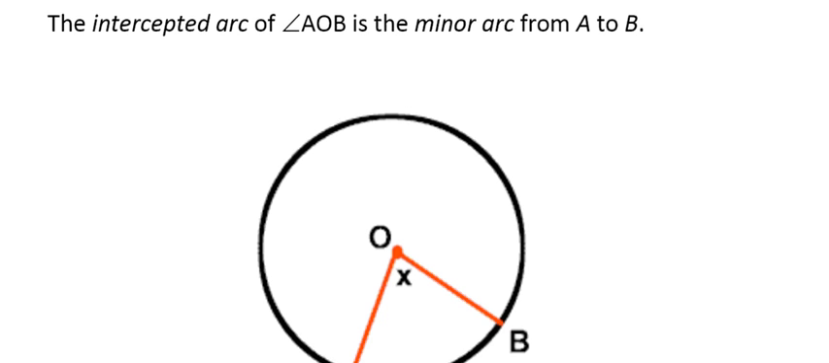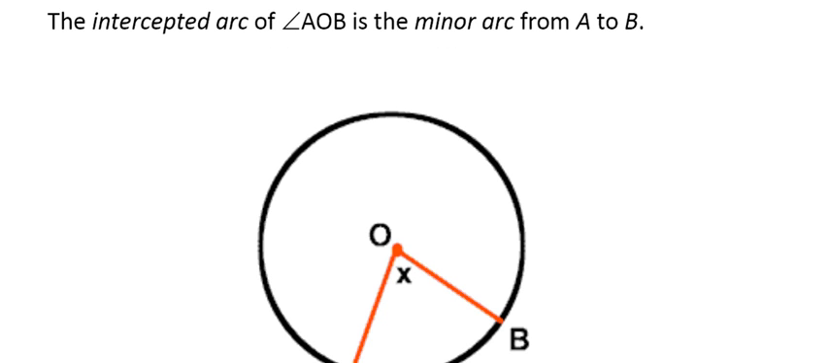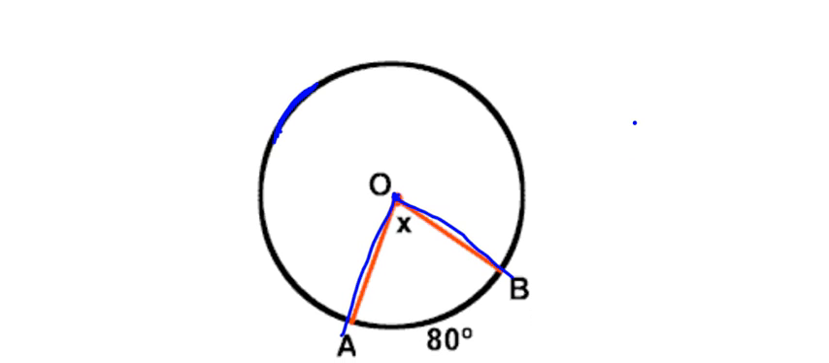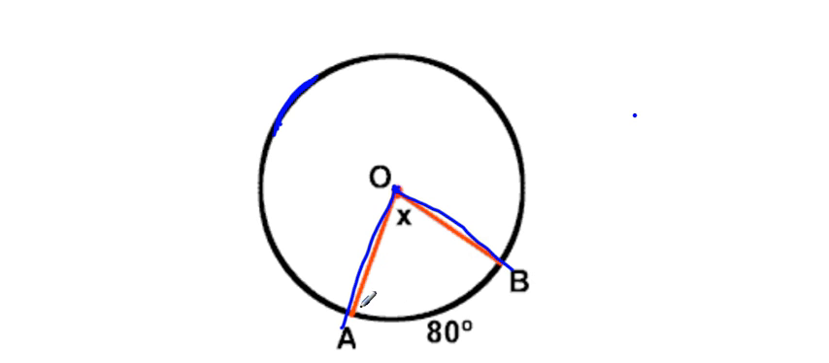Now, intercepted arc. We need to talk a little bit about what an arc is. An arc is just going to be a portion or a part of this curved area that makes up the circumference of the circle. The intercepted arc of this angle is going to be the arc that's bounded by these two radii. So if I take a look at the radii that make up that central angle, the arc that's bounded by those radii is that arc, or that piece of the circle, from point A to point B. And we name that arc AB, and that's the symbol that we're going to use to describe that.